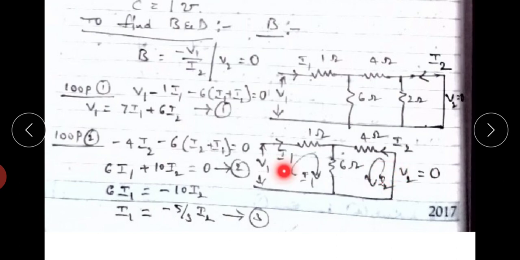So now here the number of loops equals 2. First loop current I1, second loop current I2. So now write the loop equations. First loop equation: V1 minus 1 into I1 minus 6 into (I1 plus I2) equals 0, or V1 equals 7 into I1 plus 6 into I2, equation number 1.